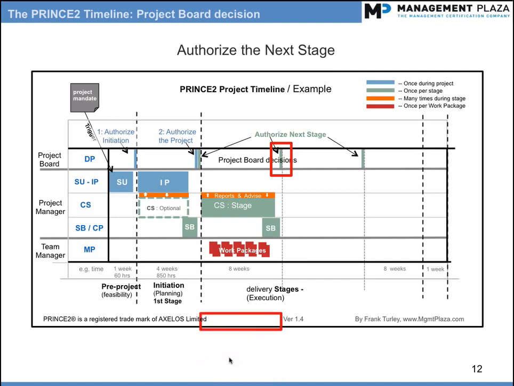Timing. In this example, the delivery stage is 8 weeks long. This will of course depend on the type of project, and you will learn more about this in the planning team of the foundation course.